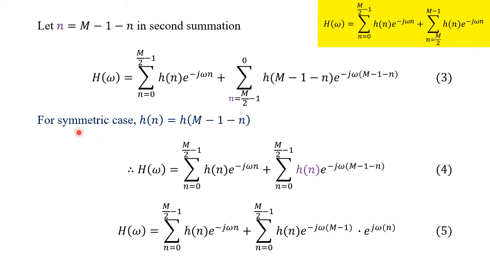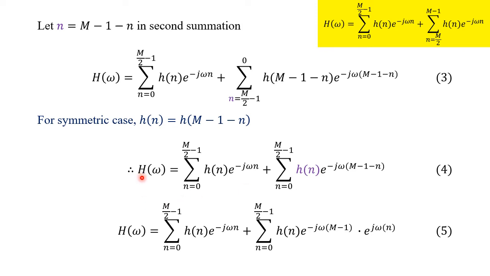So we are considering a symmetric case. Symmetric case in the sense h of n is equal to h of m minus 1 minus n. Therefore, wherever this h of m minus 1 minus n is present, we can replace that by h of n. And this kind of expression is available in the second summation, where we can replace this complete by h of n. That is being done over here.